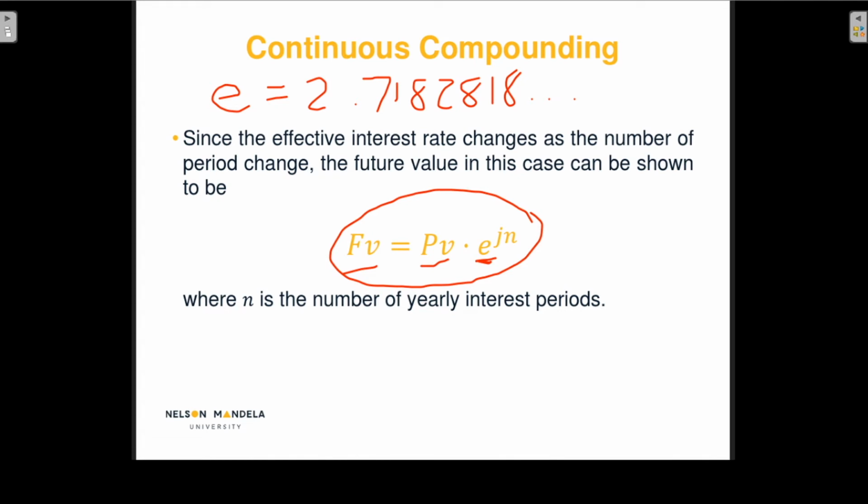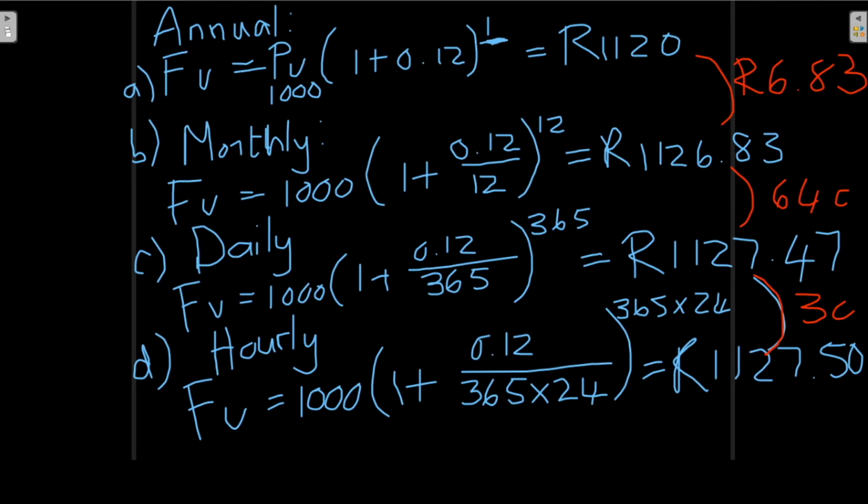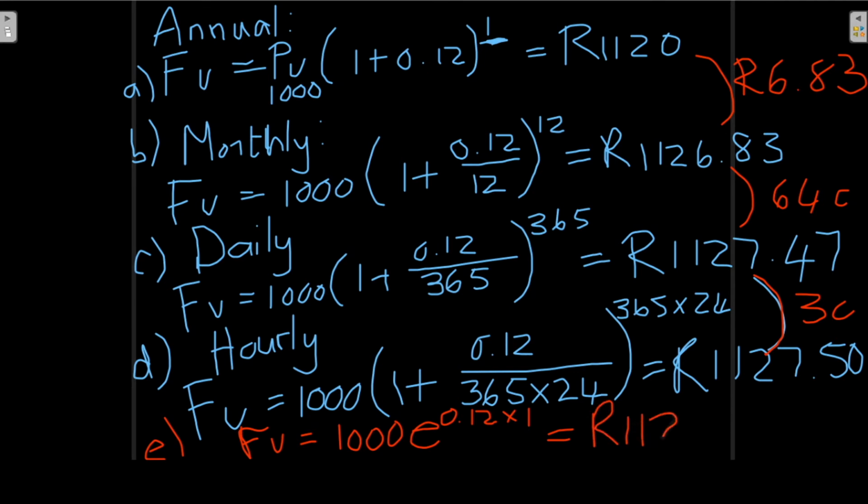Okay, so if we go back to our previous example, if the compounding was continuous, then our future value would be the 1,000 rands times e to the j, which is 12%, and I've got one year, so I multiply it by a 1 there, and if I round it off to 2 decimals for the rands, we get exactly the same as what we got in D. So you can see that for continuous compounding, we reach the limit.